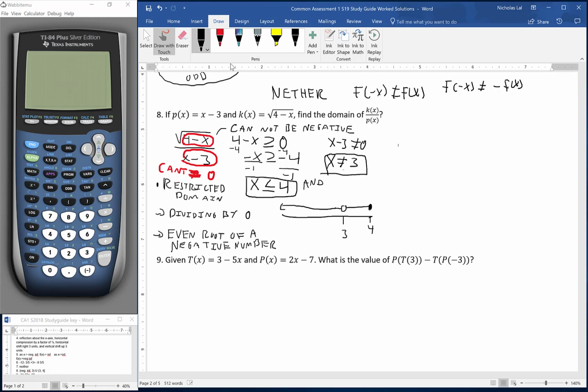So for our domain, we can have any values that go from negative infinity to 3. 3 is not inclusive, because we can approach 3, but we can't equal 3. Then I have a union, and we can also have a domain from 3, once again not inclusive, all the way up to 4. And we can equal 4, so I'm going to have a bracket instead of parentheses, but I can't go past it. So that is our domain.